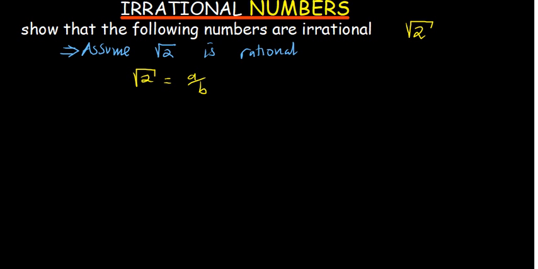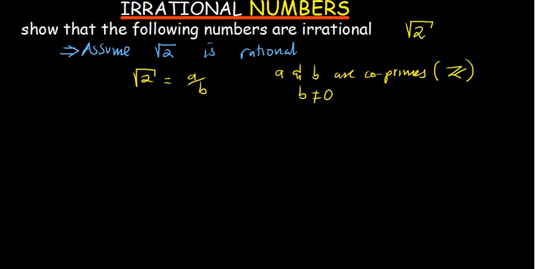Now remember, a and b are called coprimes. If you don't want to say coprimes, you can just say a and b are integers. Integers, we use the symbol Z. Okay, a and b are integers, and b should never be equal to 0 because it is in the denominator. So this is the condition.